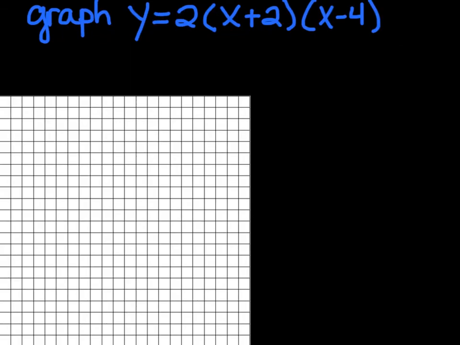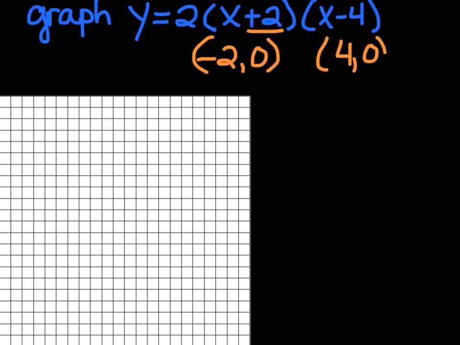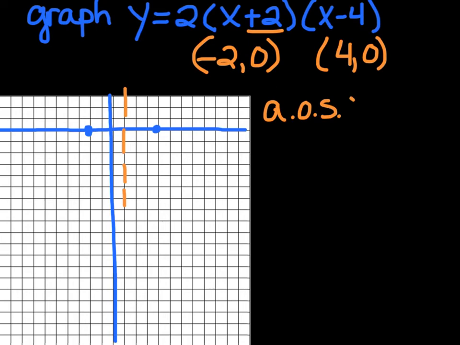All right, this time we're going to graph y equals 2 times (x plus 2) times (x minus 4). So that means that our x-intercepts are at (negative 2, 0), because it's always the opposite, and (positive 4, 0). So I'm going to plot those on the graph, just like that. So now I know that I have this parabola with an axis of symmetry halfway between here at x equals 1. Axis of symmetry, x equals 1. These are our x-intercepts.